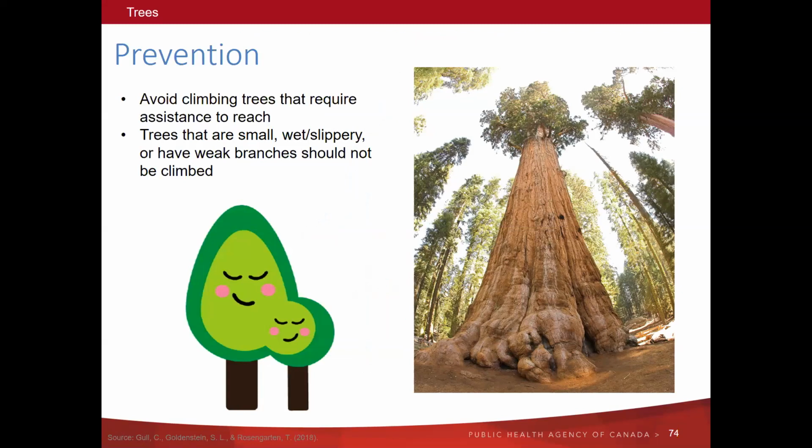So to minimize the incidence of tree falls, parents report that they utilize a series of rules and restrictions. For instance, children are advised to avoid climbing trees that they would naturally require assistance to reach. Trees that have weak branches, that are wet or slippery, or that are excessively small are frequently forbidden from being climbed.